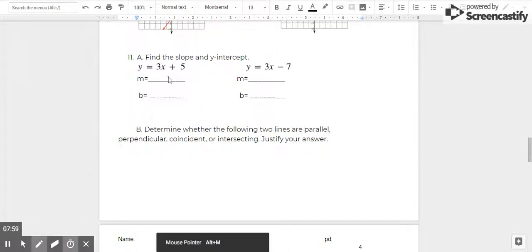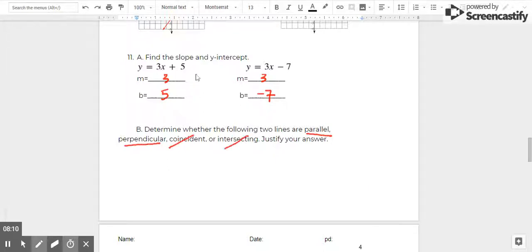Find the slope, 3. Y-intercept, 5. Find the slope, 3. Y-intercept, -7. Is it parallel, perpendicular? You don't need to worry about these terms because we didn't learn this yet. So look at the slopes. They do have the same slopes, right? So it should be parallel because they are tilted the same way.